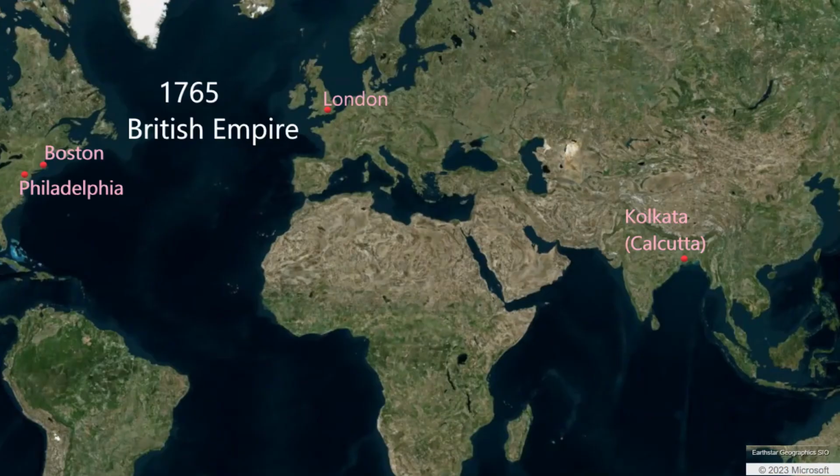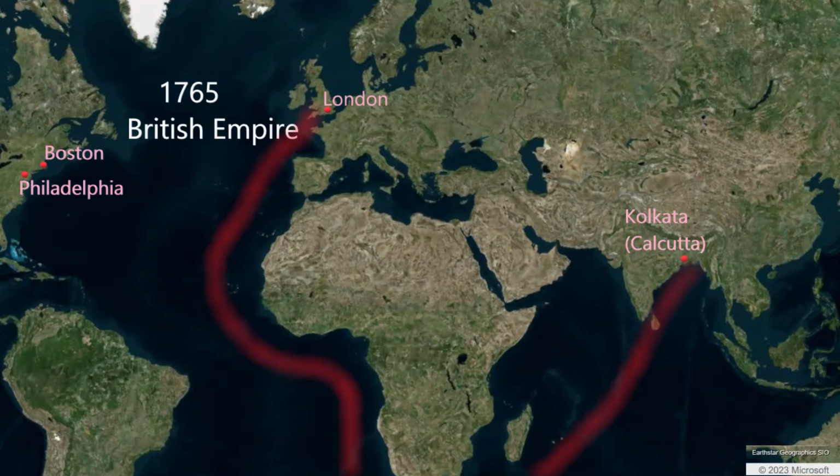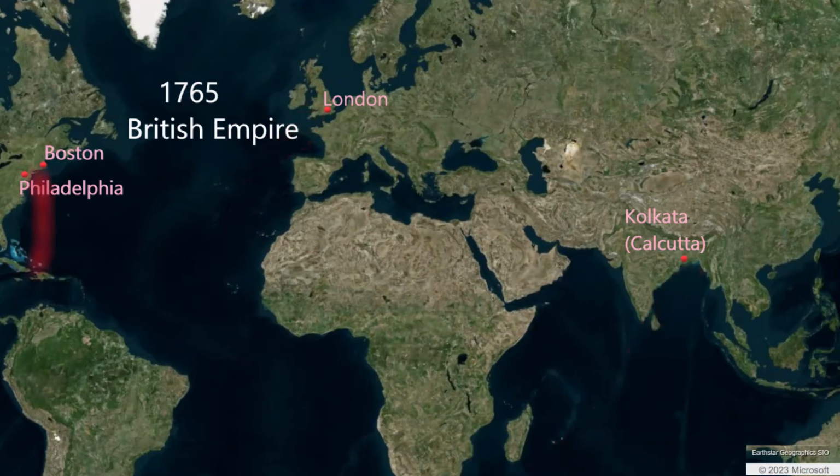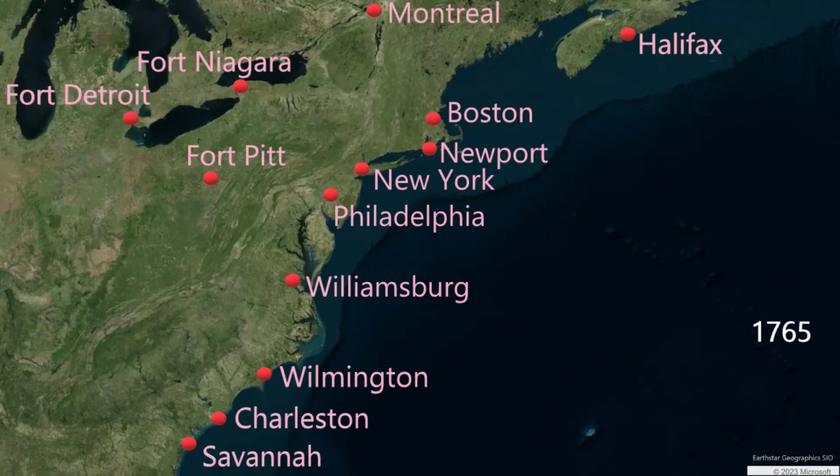In 1765, the dust is still settling from the recent Seven Years' War, a conflict that is known as the French and Indian War in America. Britain is the victor, and her realm is now global in scale. We will zoom in to North America. Britain is now the unmatched power in North America east of the Mississippi River.